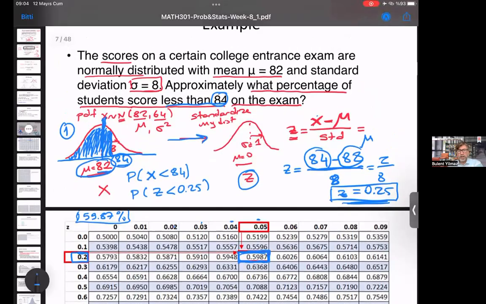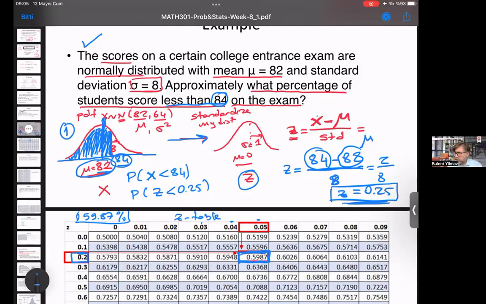I think this is the most important slide of today, one of the most important slides, because I try to give you a sense of how to go from such a question into the Z table. You're going to do the same thing in the final exam, in the quizzes that are coming, okay? So please try to understand this part.